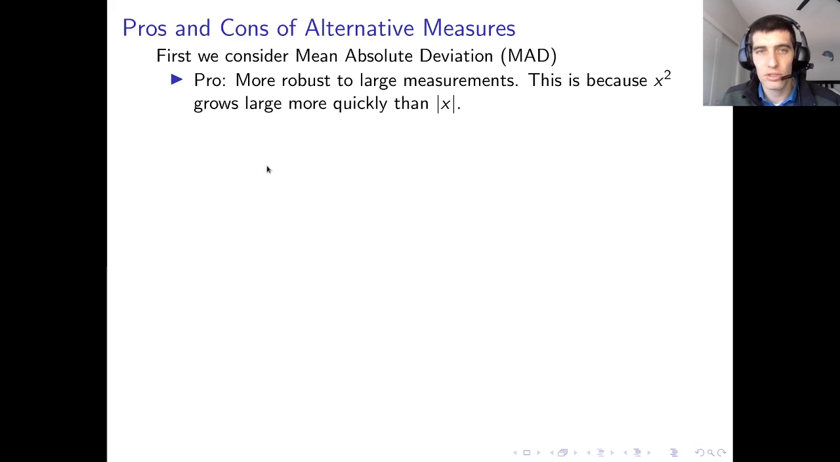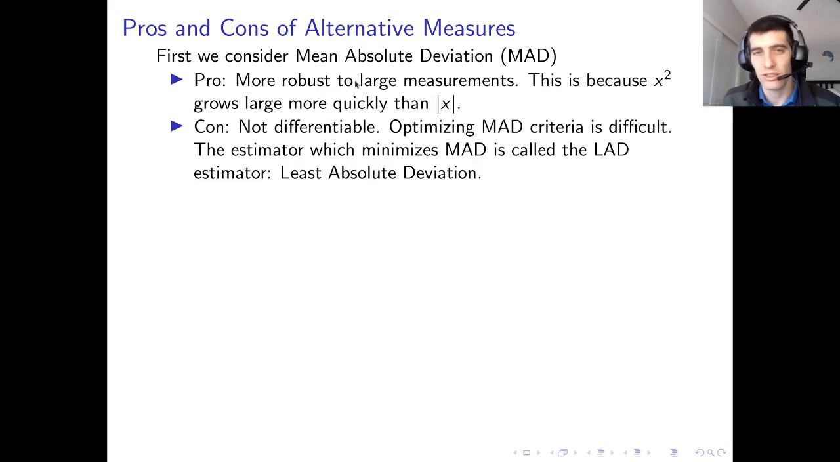So why would we use these measures of model fit over something like root mean squared error? First, let's consider mean absolute deviation. A big benefit of using mean absolute deviation is that it is more robust to large measurements. What that means is that if you have, for example, a residual which is extremely large, you take more of a penalty in the mean squared error than you do in the mean absolute error, because x squared will be larger than the absolute value of x. So for x large in absolute value, x squared will dominate, and large values will have a less dramatic impact on your estimator, and that will lead you to be less sensitive to extreme measurements.